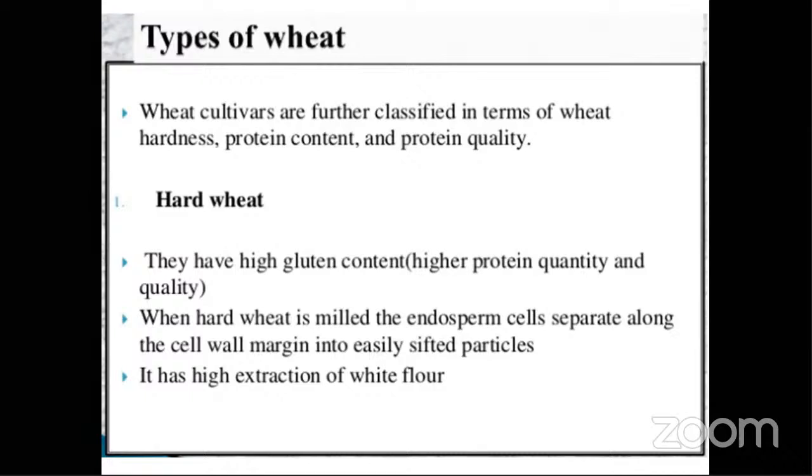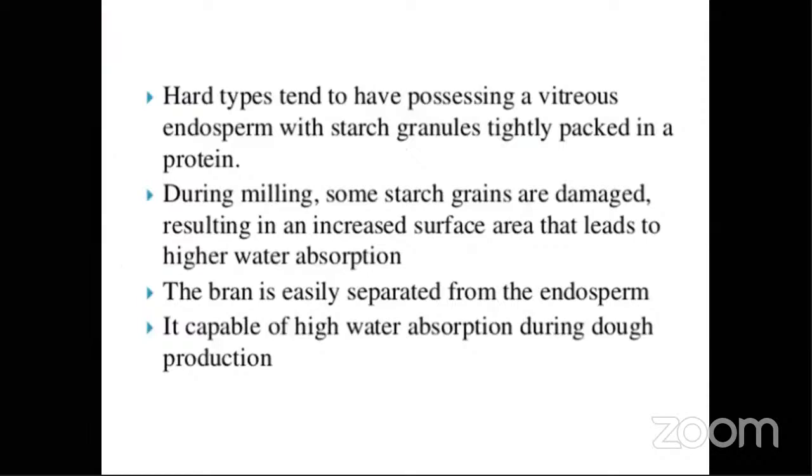So hard wheat has high gluten content, and that way it has high protein content also. Its protein quantity and quality are also superior. When hard wheat is milled, the endosperm cells, the endosperm being starch and protein, separate along the cell wall and can be easily sifted. They have high extraction yield also, and they have a vitreous endosperm in which the starch granules are tightly packed inside a protein matrix.